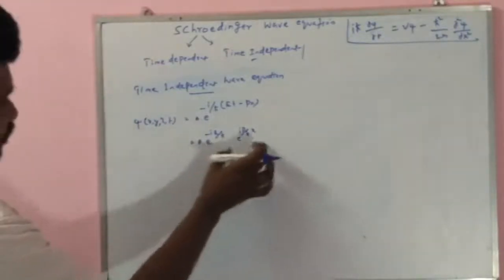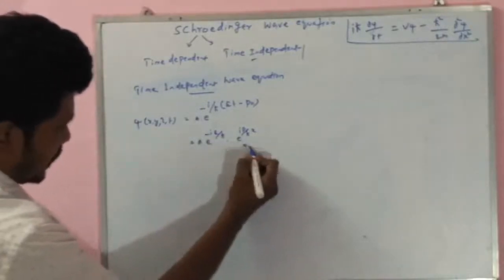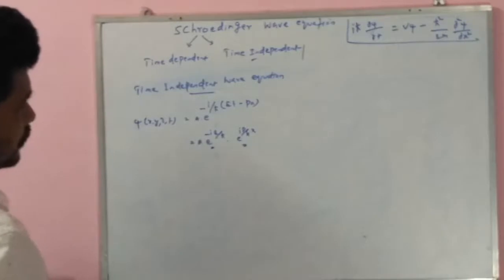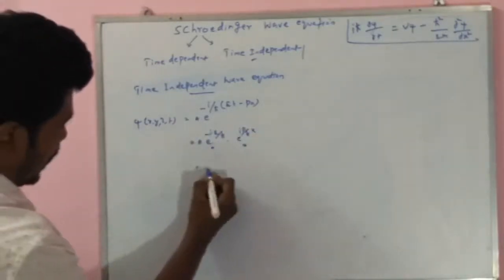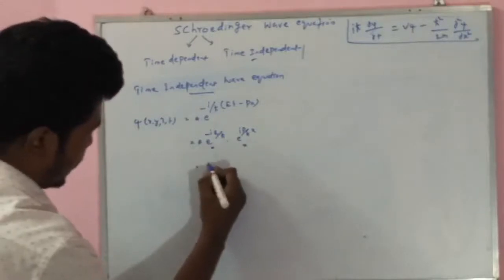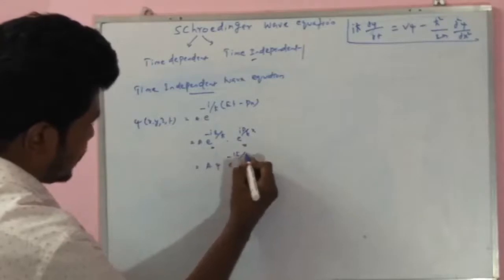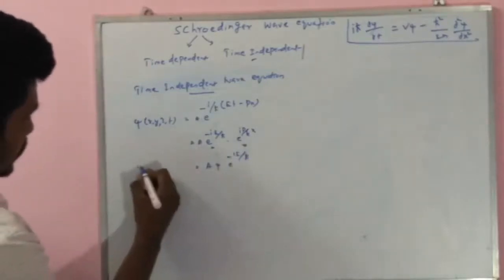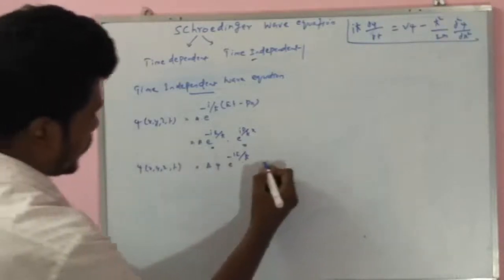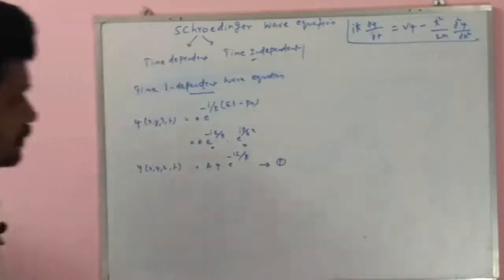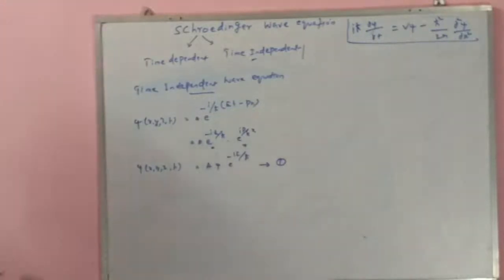So here these values are separate: this is an x function, and this is a t function's value. Now this x function's value is called ψ, so ψ e^(−iEt/ħ). Okay, so that is the wave function. Now this is equation number 1. So now differentiating equation number 1 with respect to t.